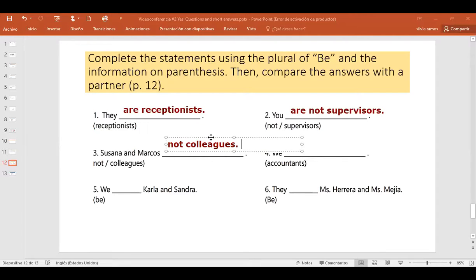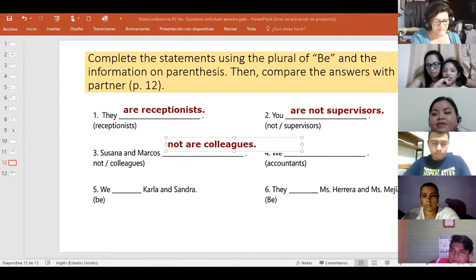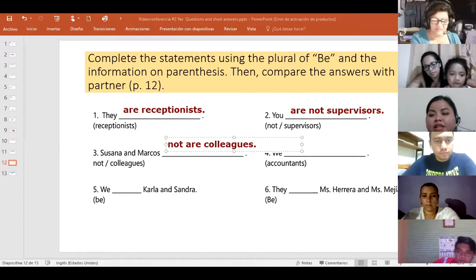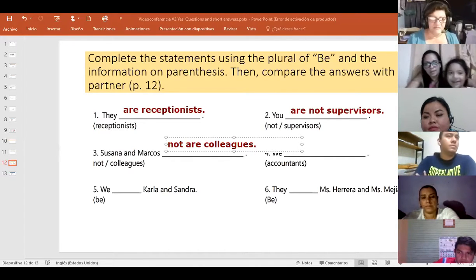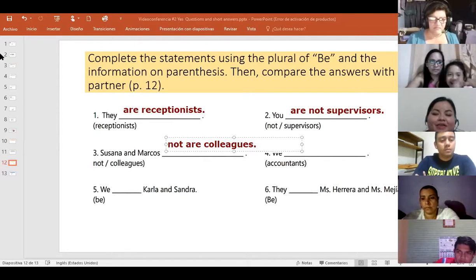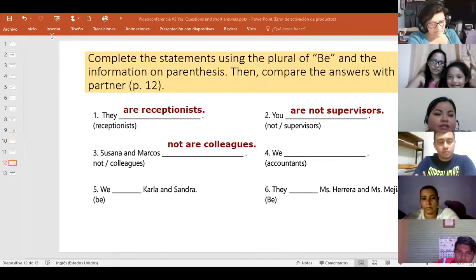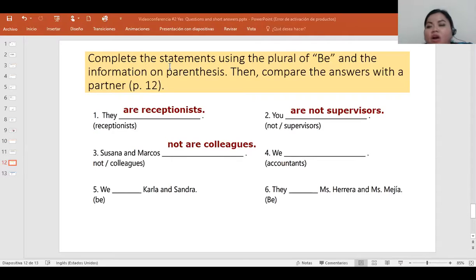Who wants to help Iván? Yes, Brenda? Are. Dígame la respuesta. Not are. Susana and Marcos, not are, please. Iván, por favor, vaya a sus notas. Y me revisa, por favor, la fórmula de la estructura negativa. ¿Cuál es el orden? Are not. Very good. Susana and Marcos are not colleagues. Thank you, Ivan. Number four, Carolina.